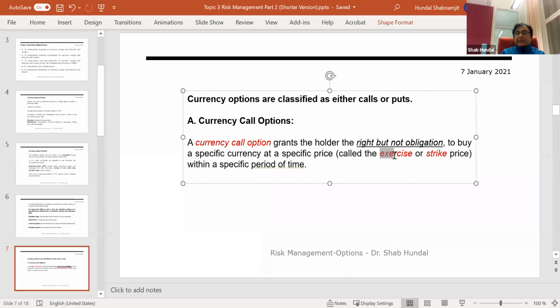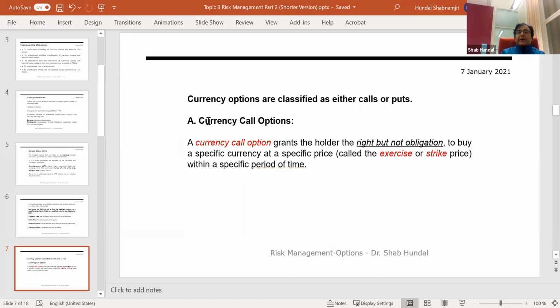Okay, the strike price and the exercise price are the same words. So you might find in some book the contract price is written as exercise price or the strike price, but basically they are the same. Okay, just synonyms. So in case of currency call option, you have the right but no obligation. You have the right, but you're not forced to do it. Because that is the whole beauty of the word option. Option gives you the right but no obligation.